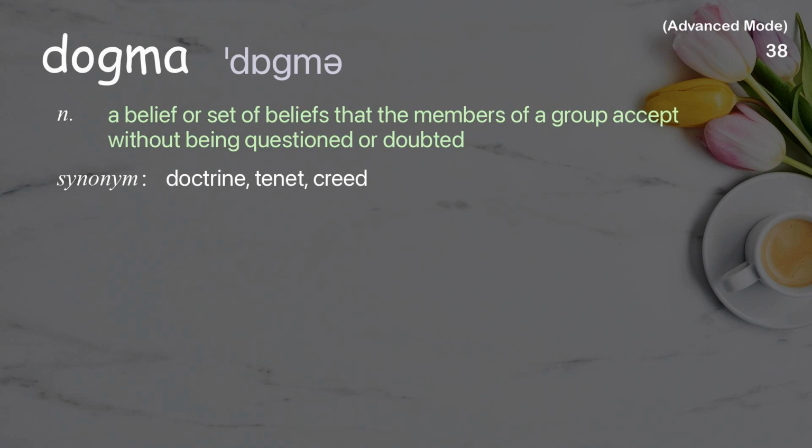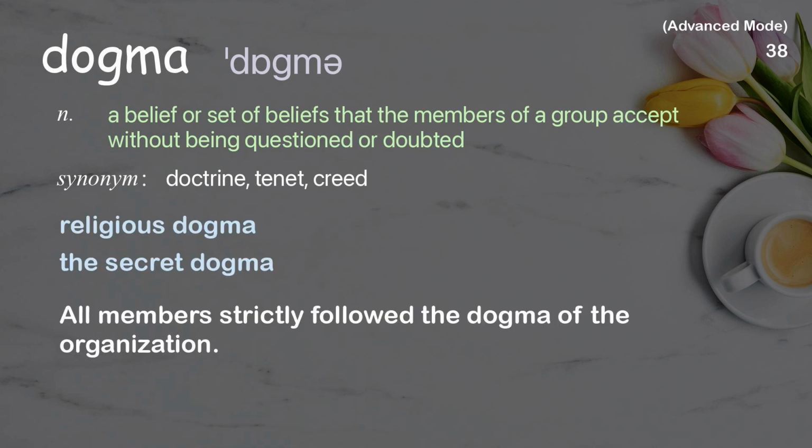Dogma. A belief or set of beliefs that the members of a group accept without being questioned or doubted. Examples: Religious dogma, the secret dogma. All members strictly followed the dogma of the organization.